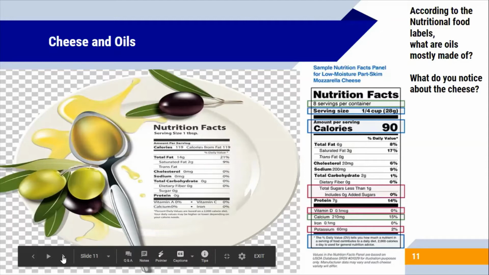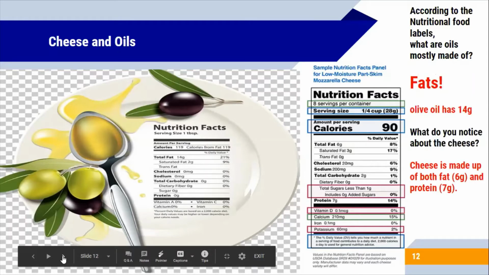What did we find? Yes, oils are made up of fats. Olive oil has 14 grams of fat. Other oils may be cooking oil, coconut oil, sunflower oil, and even butter.